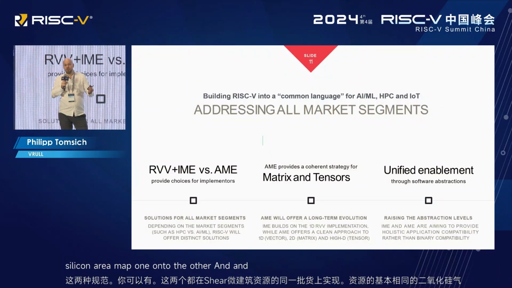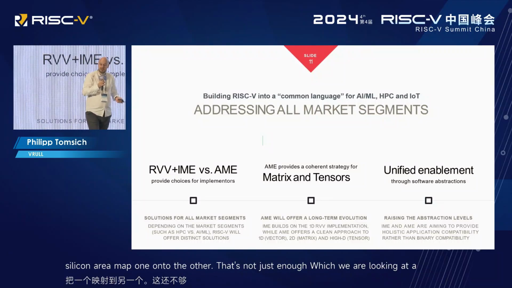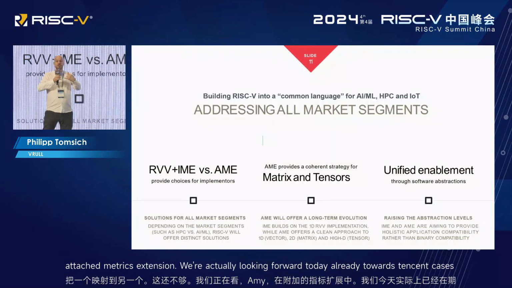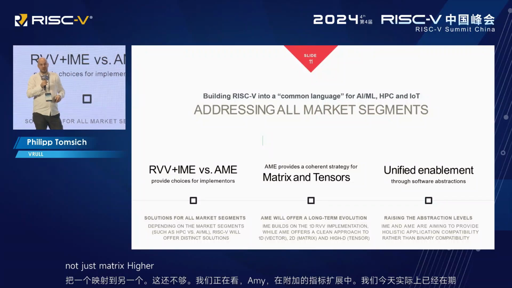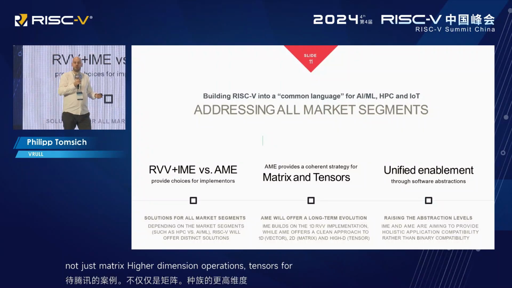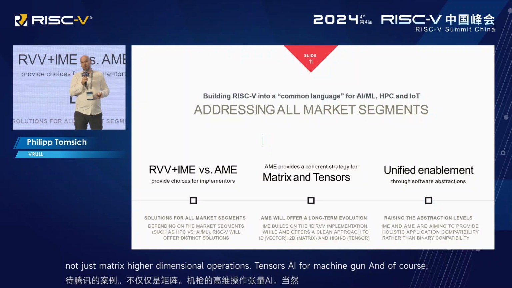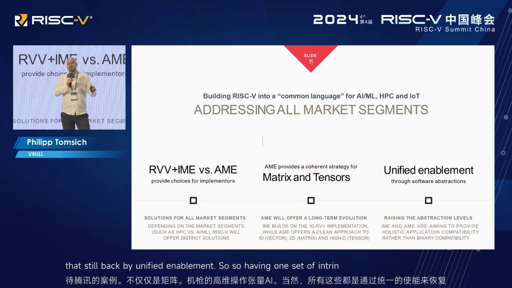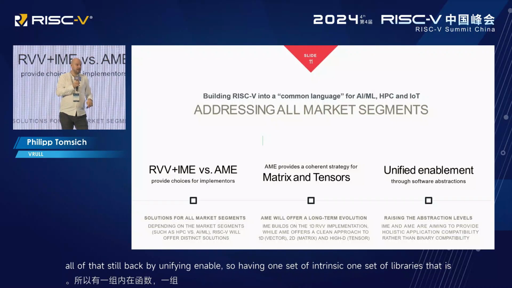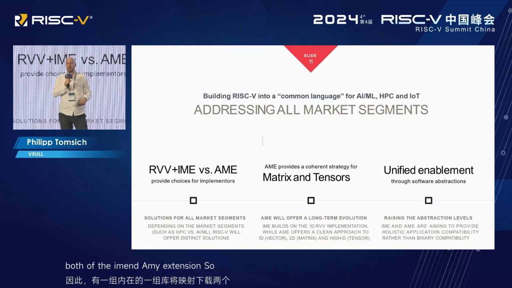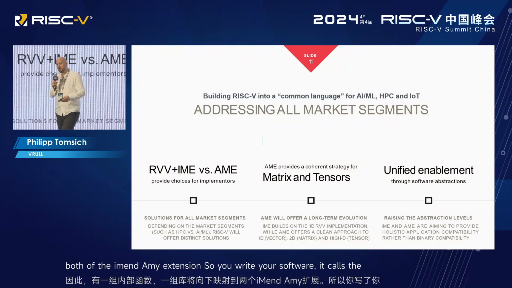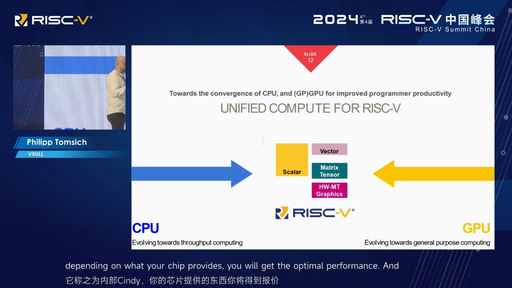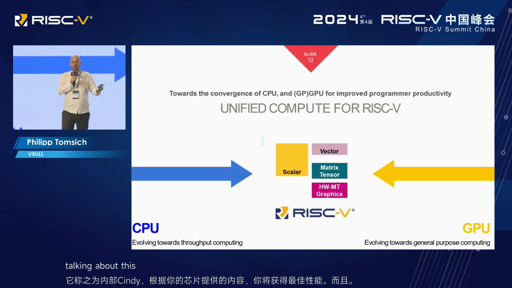And that's not just enough. If we are looking at AME, at the attached matrix extension, we're actually looking forward today already towards tensors. So not just matrix, higher dimension operations, tensors for AI, for machine learning. And of course, all of that still backed by unified enablement. So having one set of intrinsics, one set of libraries that is going to map down to both of the IME and the AME extension. So you write your software, it calls the intrinsics, and depending on what your chip provides, you will get the optimal performance.